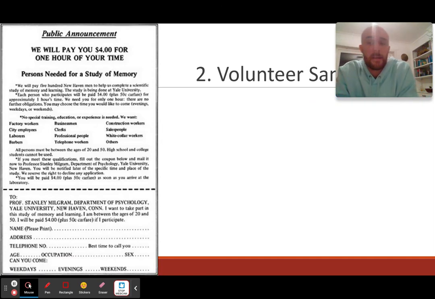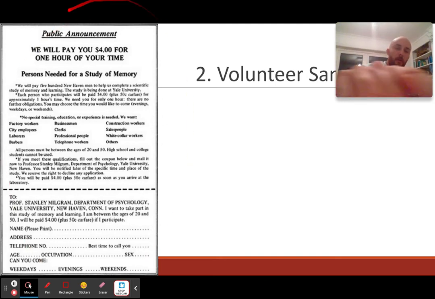The next one, though, is similar, but probably not as bad. Volunteer sampling. Now, I used volunteer sampling for my dissertation. It's how I collected my participants. I stuck a poster like this up with little tear-off strips at the bottom with my number on, and I basically recruited a lot of people that way.